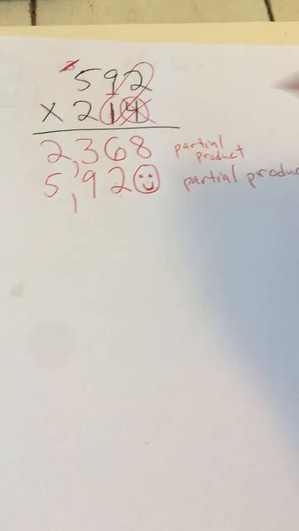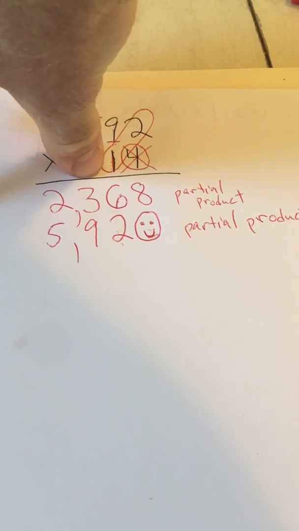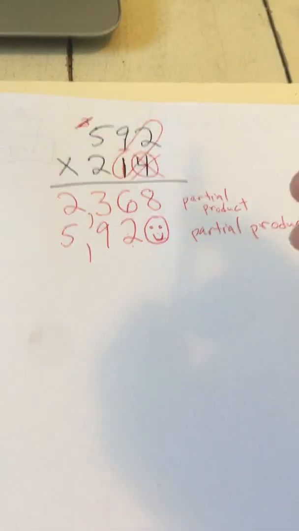So I want you to check yours. Do you have these 2 partial products so far? Because that's something we've already done. We've done 3 digits by 2 digits. We've done this. So I want you to check those. If you made a mistake, it was probably with this 0. Now here comes the hard part.